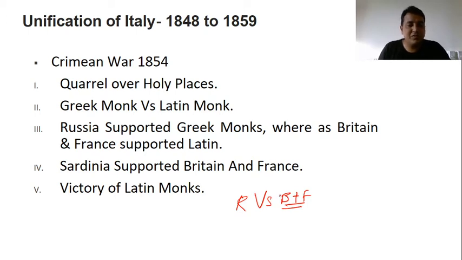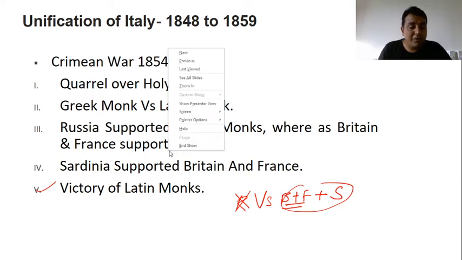So such powerful countries were there, and Cavour took this opportunity. Cavour realized that Britain and France are going to defeat Russia, so he supported Britain and France. He took part from the side of Britain and France, and the result of that is the defeat of Russia and the victory of these. Clear? So, victory of the Latin monk.